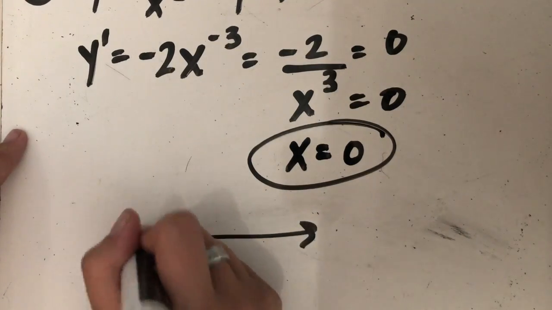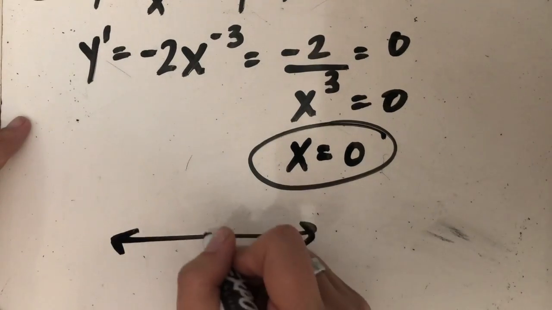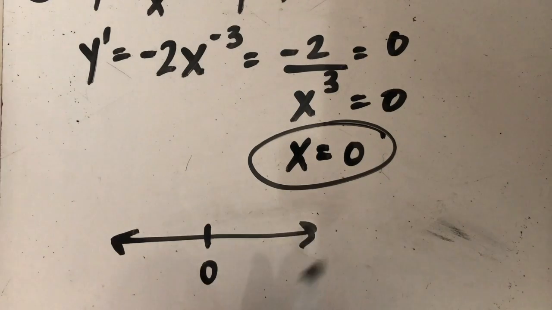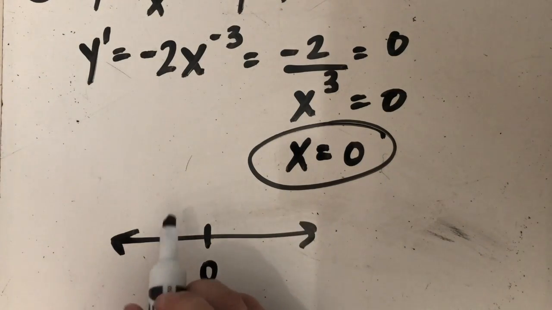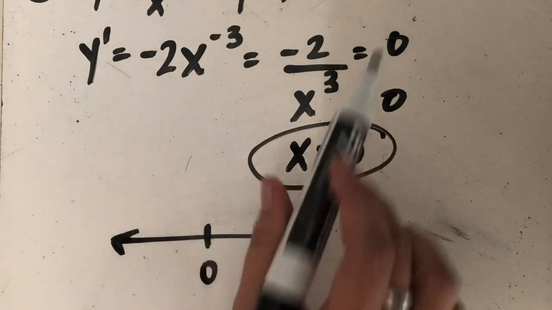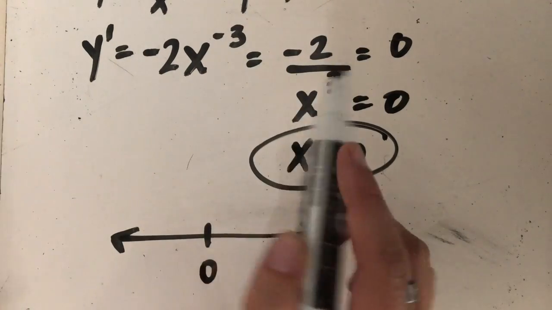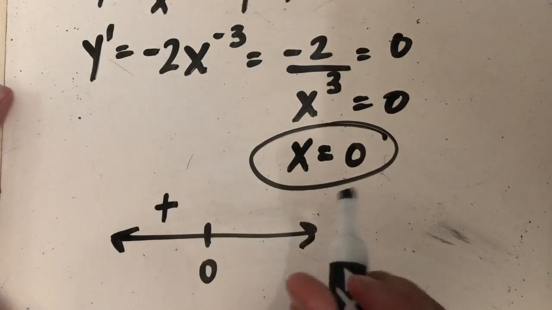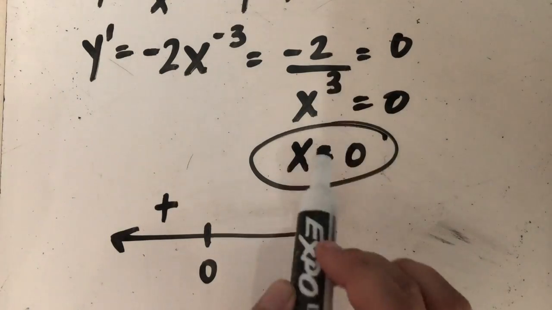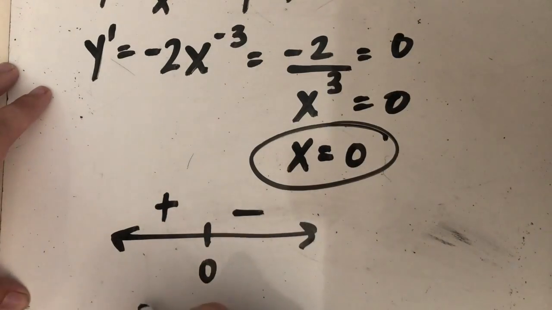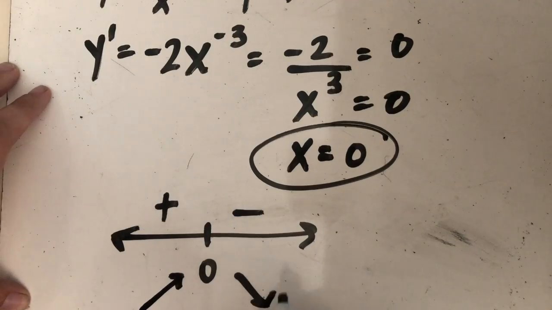I'm going to make my number line here, and we are going to put 0 here. Okay. And we're going to plug in -1 into this here. I would have a negative over a negative, which would give me a positive. And then I would have a negative over a positive, which would give me a negative. So my graph should be going like this, okay?